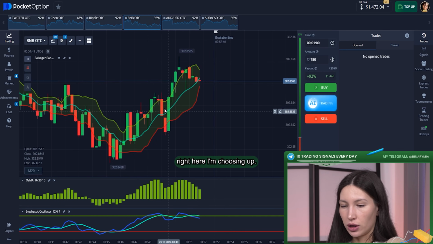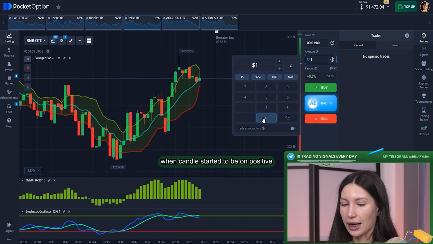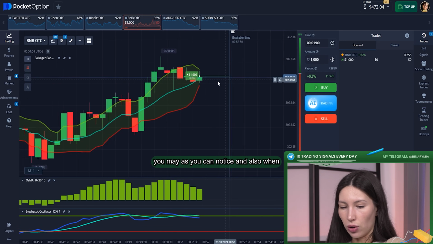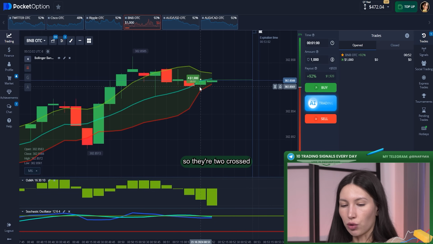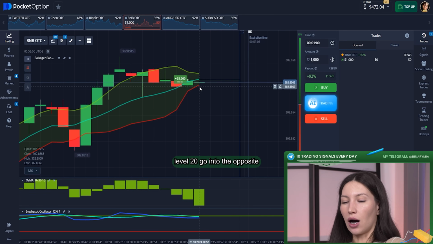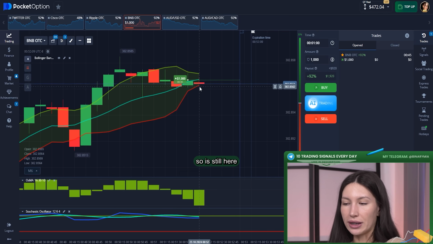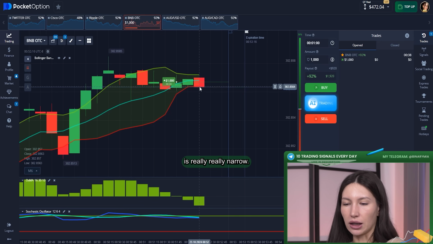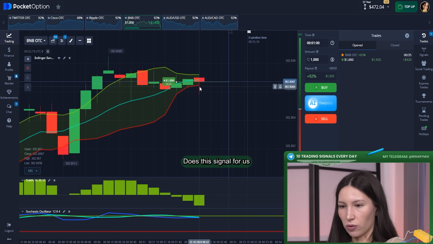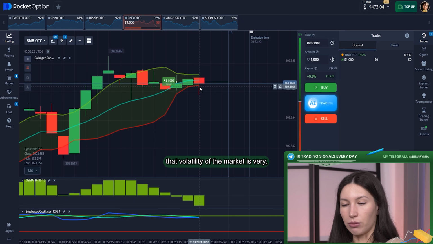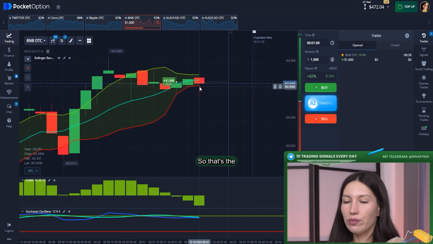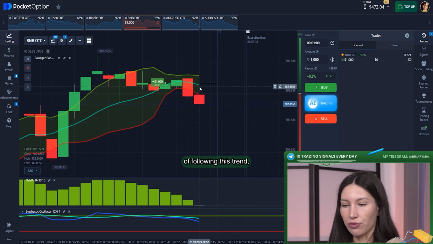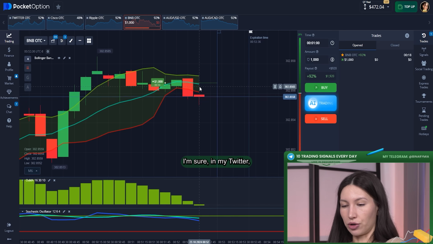Right here, I'm choosing a push trend. It started actually when candles started to be in positive territory, as you can notice, and also when two lines of the stochastic oscillator crossed level 20, going to the upward trend to the positive territory. So it's still here, and you can see also that Bollinger Bands right now are really, really narrow. That's the signal for us, the tip for us, that volatility of the market is very, very low. So that means that our price should be stable here. So I'm following the momentum strategy, following this trend, and I'm sure my victory should be quite soon.